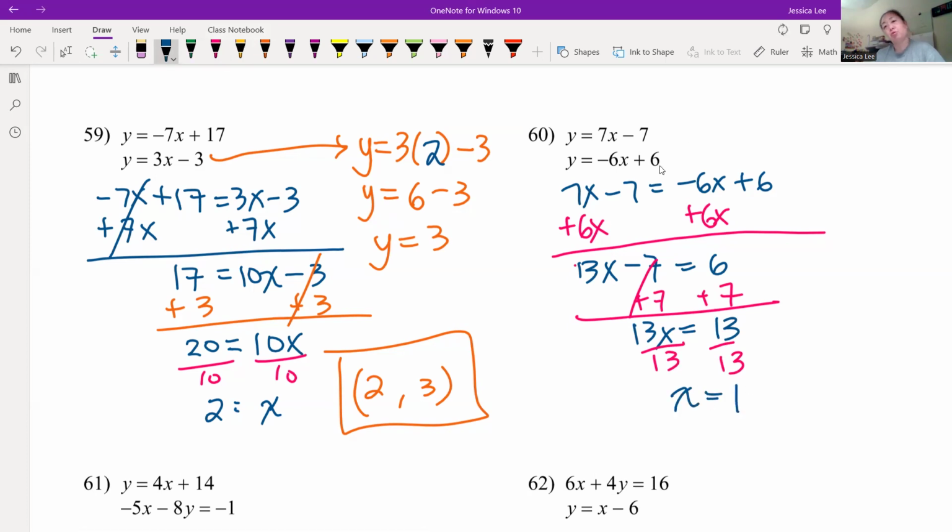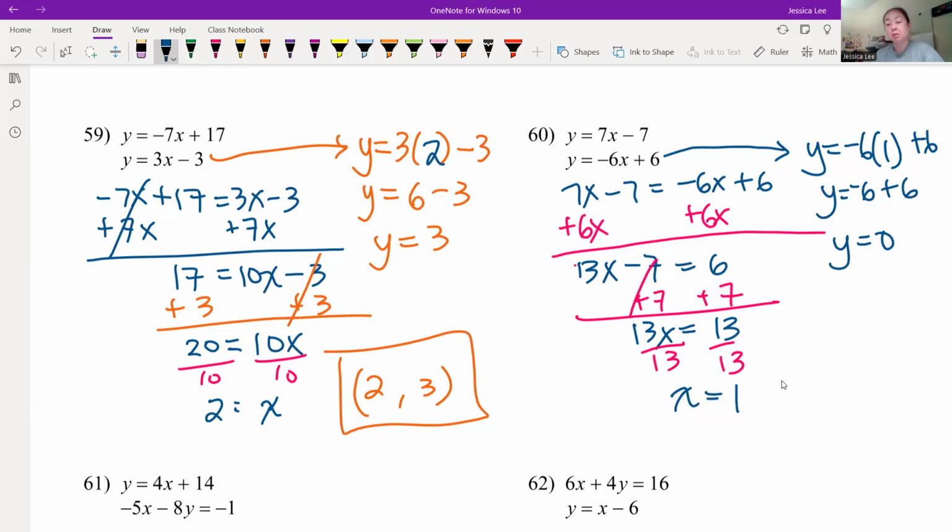Okay, I'm going to use the bottom one. So y is equal to negative 6 times 1 plus 6. Y is equal to negative 6 times 1, which is negative 6, plus 6, which we know is going to just be 0. Don't be like, no solution. No, 0 is a solution. So your solution is going to be 1, 0.